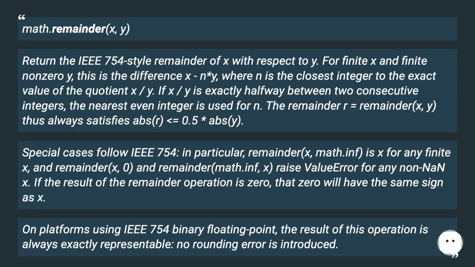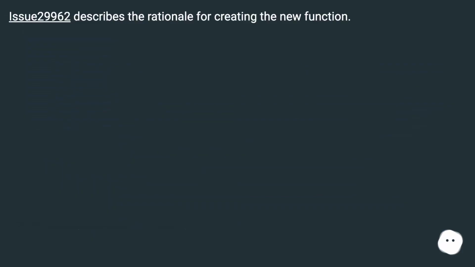Special cases follow IEEE 754, in particular, remainder(x, math.inf) is x for any finite x, and remainder(x, 0) and remainder(math.inf, x) raise ValueError for any non-NaN x. If the result of the remainder operation is 0, that 0 will have the same sign as x. On platforms using IEEE 754 binary floating point, the result of this operation is always exactly representable, no rounding errors introduced. Issue 29962 describes the rationale for creating the new function.